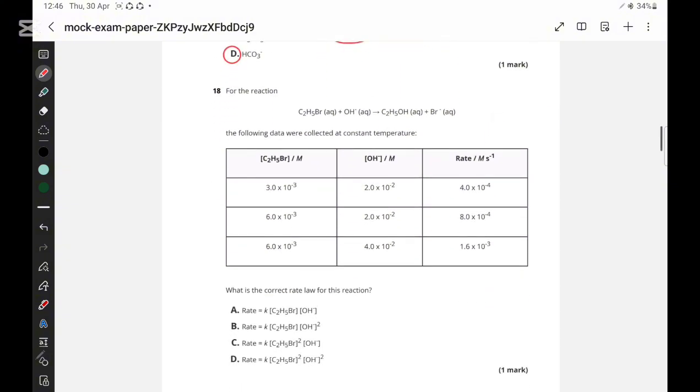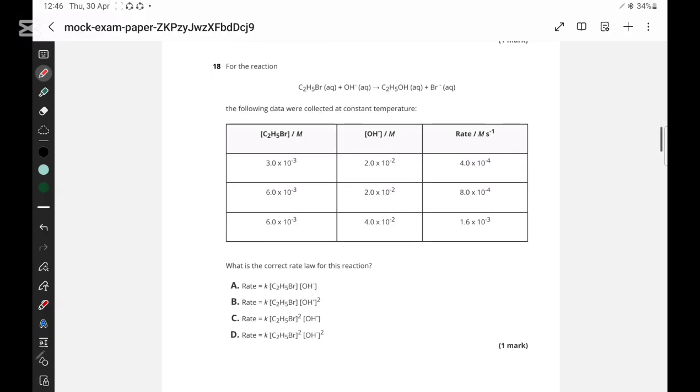For the next question, for the reaction C2H5Br plus OH minus forms C2H5OH plus Br minus. If you see here, when you are increasing C2H5Br by 2 times, OH minus needs to be constant. It fulfills the condition that it is constant, and the rate is also increasing 2 times. So the rate of reaction with respect to C2H5Br is going to be first order, because when concentration doubles, rate also doubles.